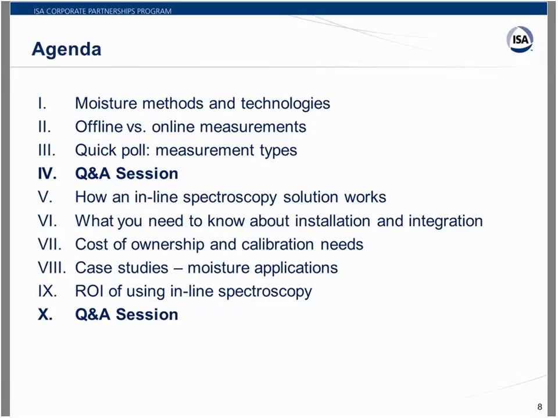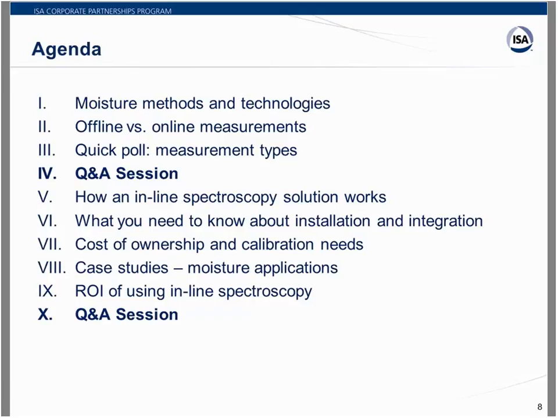Hi, everyone. Today, we're going to start by talking about the various moisture methods and technologies and looking at comparing offline versus online and inline measurements. As Michaela talked about earlier, there will be a quick poll that will come up on the screen, and that poll will run for the entire session, and we'll go over that poll at the end. We'll have a Q&A session, and then we'll dive into inline spectroscopy specifically and how that solution works.